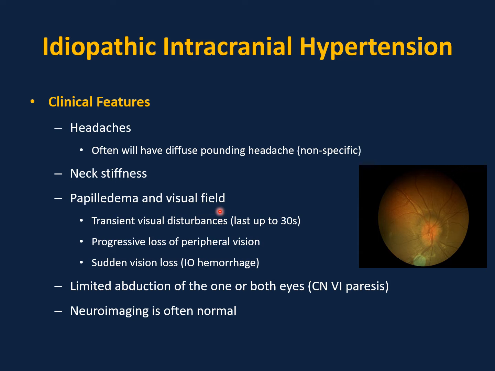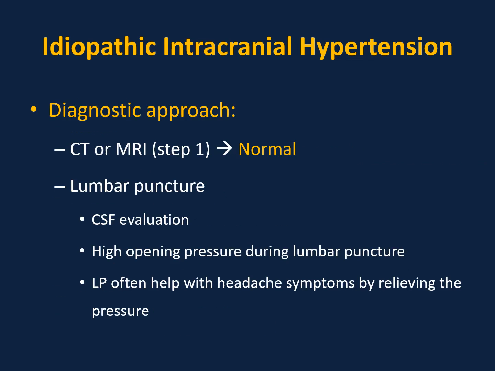Papilledema and visual field: transient visual disturbance lasting up to 30 seconds, progressive loss of peripheral vision, sudden vision loss, and this is a possibility of intraocular hemorrhage. Limited abduction of one or both eyes because of sixth cranial nerve palsy or paresis, the abducens nerve. Neuroimaging is often normal.